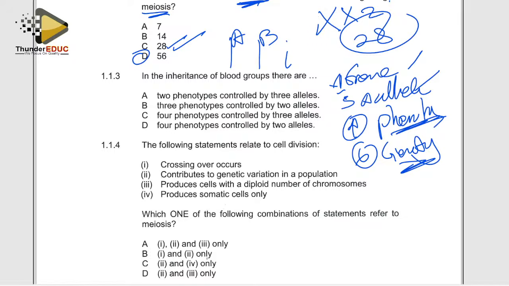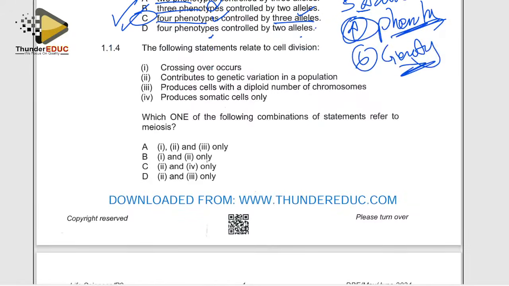So we come here: 2 phenotypes, that one goes out. 3 phenotypes, we said there are 4 phenotypes, that one goes out. 4 phenotypes and 3 alleles is correct. You see, 3 alleles, so this one becomes the most correct answer. 4 phenotypes and 2 alleles, no, it is 3 alleles. So the most correct answer in this regard is C. So you get 2 marks there. Guys, don't panic because you're not getting it right. There are other questions where you're going to get them right and still you stand to score a distinction.